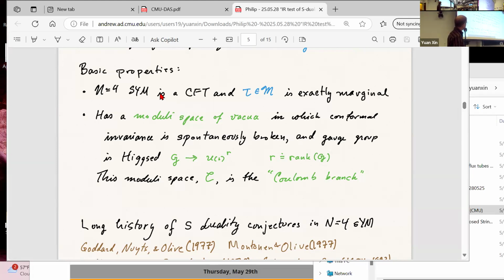The other thing that these theories have is a moduli space of vacua, on which, at least at generic points, the gauge algebra is Higgsed down to a bunch of U(1) factors. So at low energies, it looks like some number of copies of electromagnetism. This is called a Coulomb branch or phase of the theory. And it's this fact, the existence of this moduli space of vacua, that we're going to take advantage of to learn something about the possible shapes of these conformal manifolds.